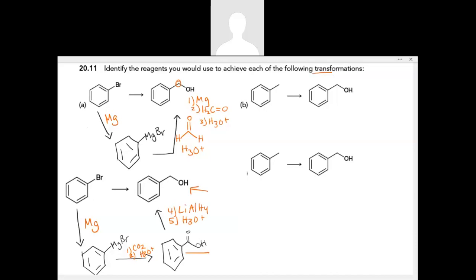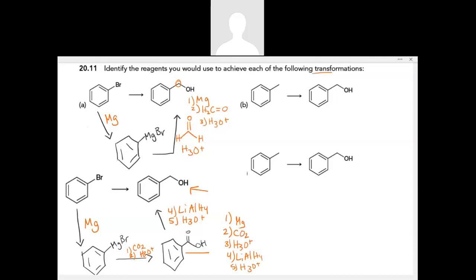So this has, let's write them all out from 1 through 5 here, all steps. So we'd have magnesium in step 1, then we would do CO2, then acid. Then step 4, we would use the lithium aluminum hydride, and then step 5, workup step with acid again. All right, so that's part A, and two different ways that we could reach that product.